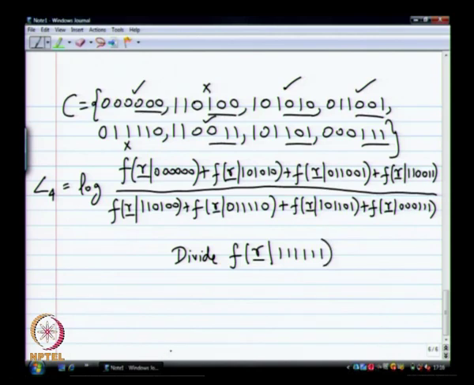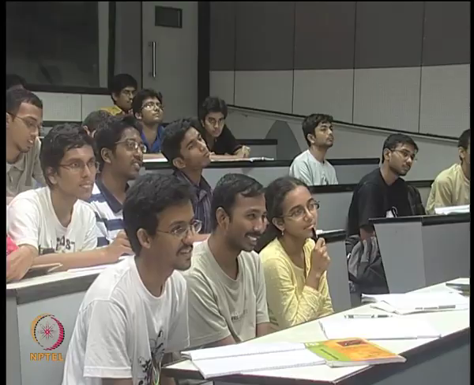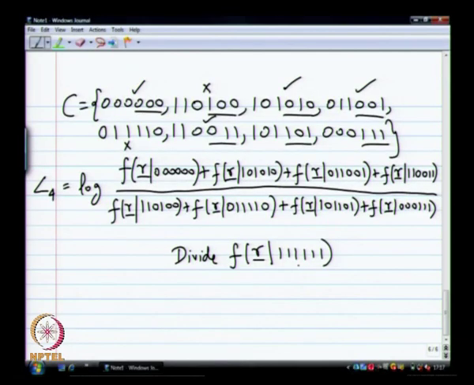I know all of you are going to object that this is not a code word. I know this is not a code word, but this is some expression, and I can definitely divide numerator and denominator by this expression. Nothing stops me from doing that. So divide each term by this expression. Whenever there is a 1, that term will cancel out. Whenever there is a 0, it will divide by the corresponding received value given 1.